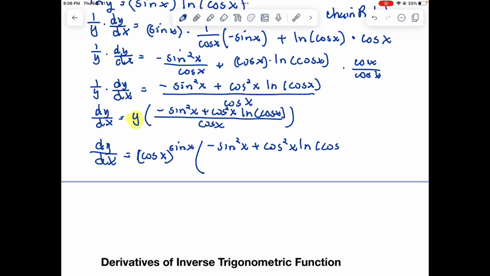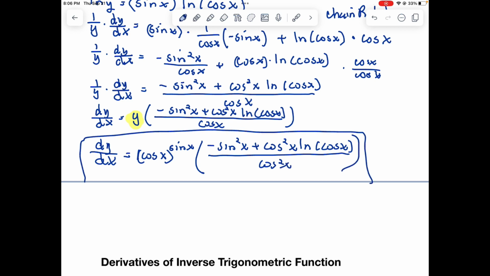Now notice some people might think, well, we see sine squared plus cosine squared, that's 1, right, from the Pythagorean theorem? No, because that cosine squared is being multiplied by that natural log, so you can't do anything with that. So that is our simplified answer.